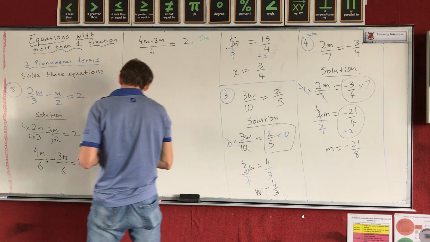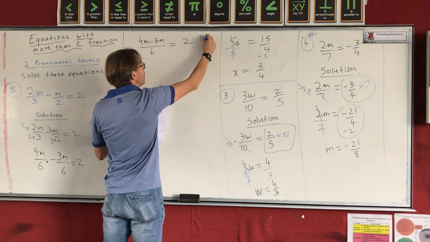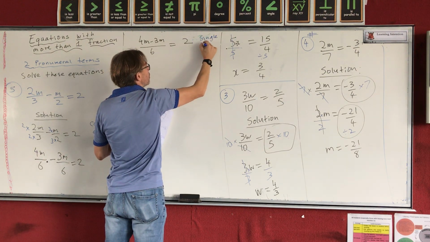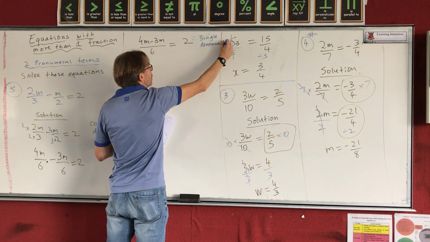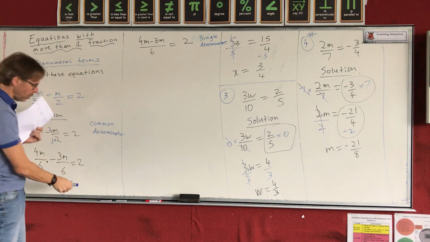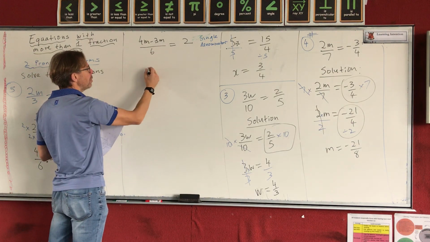Right, so the steps are common denominator, then single. Actually, that doesn't show up too well. Let me rub that out. You want a single denominator. Okay, so common denominator to the single denominator. The next step is to simplify. 4m minus 3m is m.